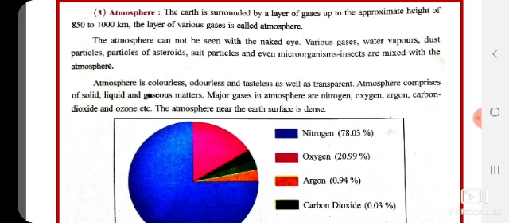The atmosphere cannot be seen with the naked eyes. We can't see oxygen, carbon dioxide, nitrogen with our naked eyes. Naked means blank open eyes. Various gases, water vapors, dust particles, particles of asteroids, salt particles, and even microorganisms and insects are mixed with the atmosphere. Can you see the oxygen? Can you see the water vapor?